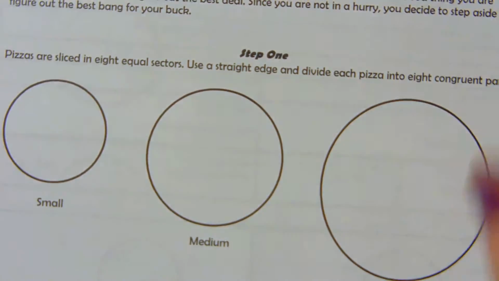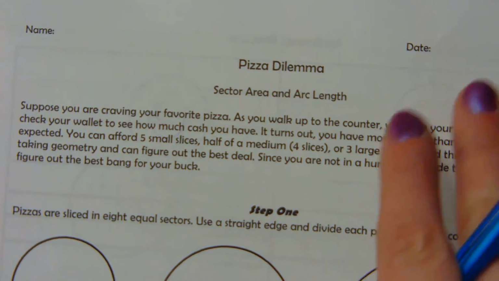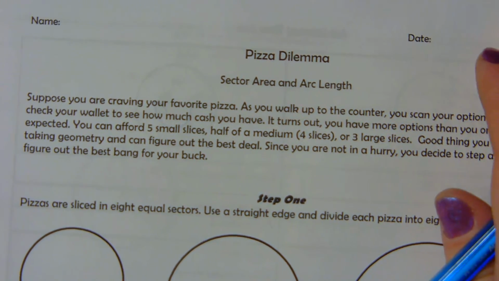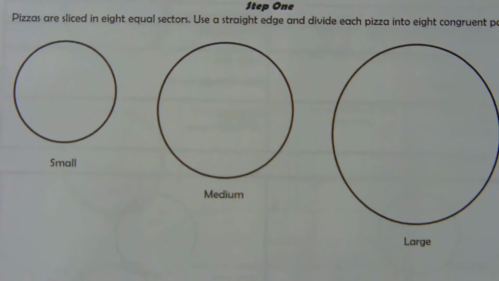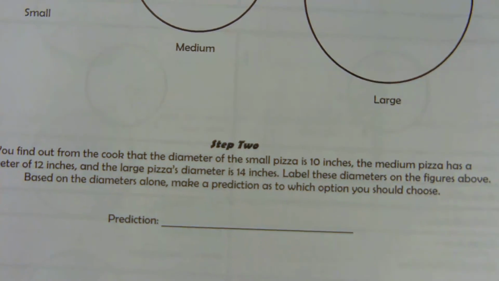And then you have this fun challenge. It looks like a lot of fun. I hope you have fun with it. It's called the Pizza Dilemma, and you're talking about sector area and arc length, talking about pizza. Small, medium, large pizzas, how many pieces you cut it into, and stuff. So you're going to have fun with this with your teams. I can't wait to see what these look like when I come back.